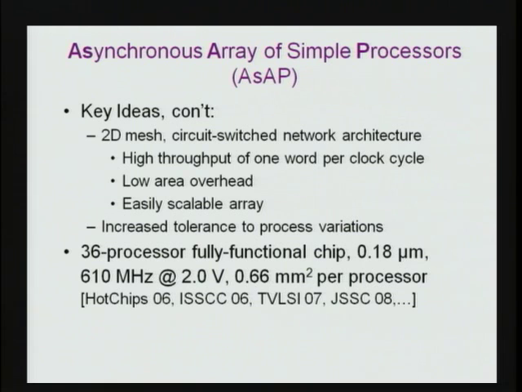A 36 processor fully functional chip was fabricated on 0.18 micron technology. Each processor could run up to 610 megahertz at a 2-volt supply, and each processor only consumed 0.66 millimeter squared area. Now, although ASAP proved to be an efficient platform for DSP work, we see that upcoming applications tend to be more complex.